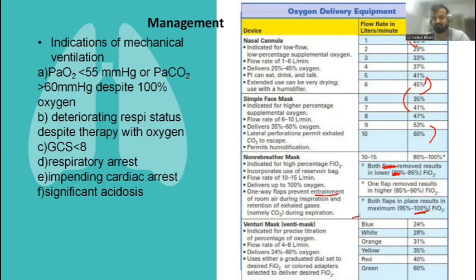And this is the color coding of a Venturi mask, and according to the color code, different amounts of FiO2 can be delivered to the patients. Now, what are the indications of mechanical ventilation in the pediatric population? If there is progressive respiratory failure despite O2 therapy, or the patient's GCS is less than 8, then you have to intubate. If respiratory arrest is present, or the patient has significant respiratory acidosis, or if there is impending cardiac arrest, or if the cardiac arrest has already happened, you have to go for mechanical ventilation.